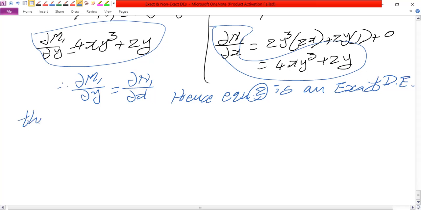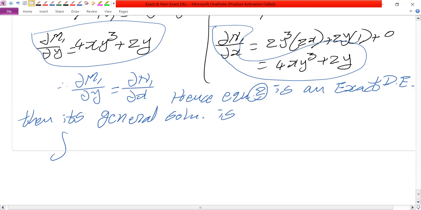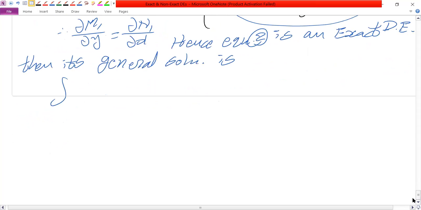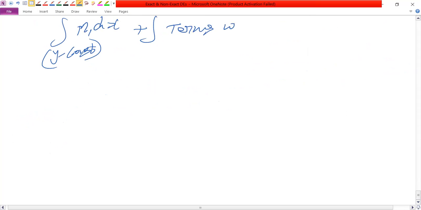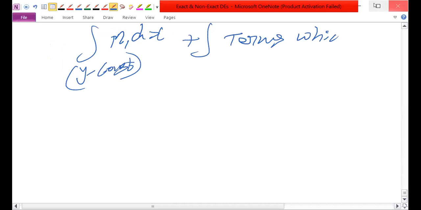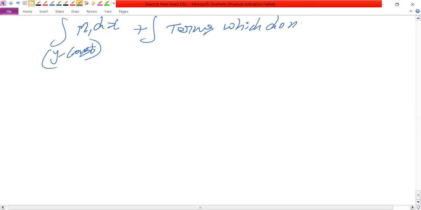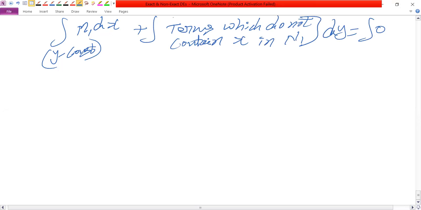What is the general solution? The general solution is the integral of M1 dx, treating y as constant, plus the integral of the terms in N1 which do not contain x, with respect to dy, equals the integral of 0. So this is the formula.